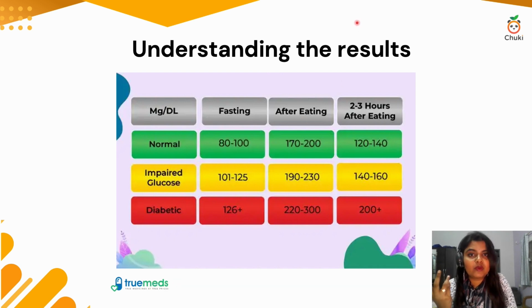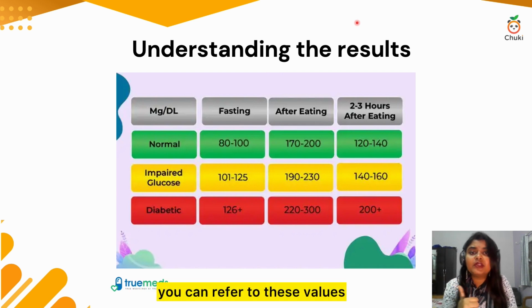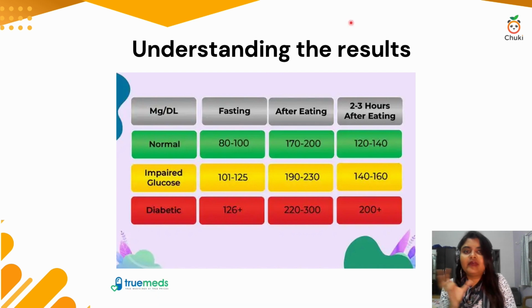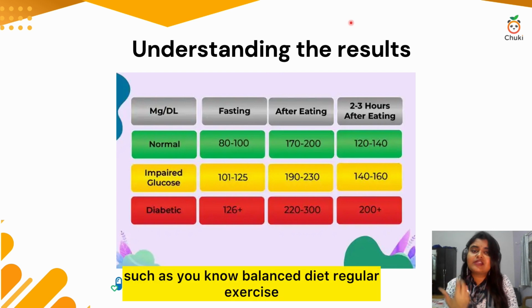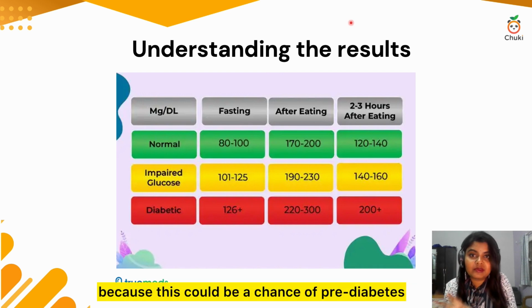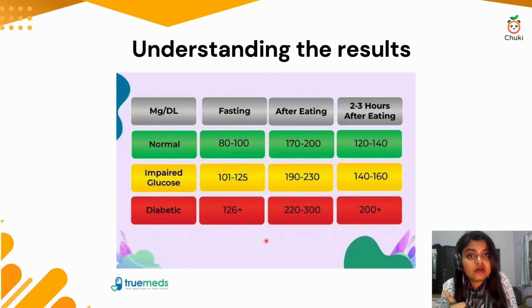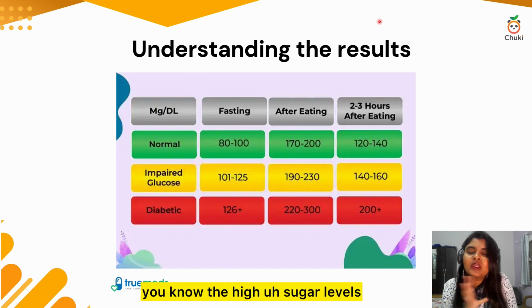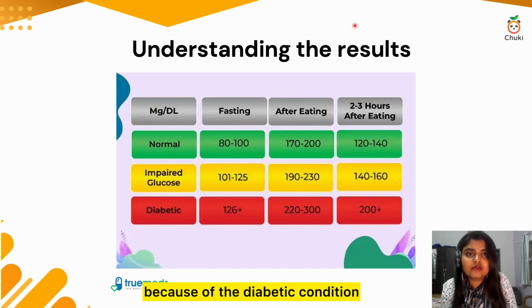So whenever you check your blood sugar level using a glucometer, you can refer to these values. But definitely lifestyle modifications such as a balanced diet and regular exercise can prevent the progression to diabetes, because this could be a pre-diabetes state, the impaired glucose. The red zone here is characterized by high sugar levels, and it could be because of the diabetic condition.